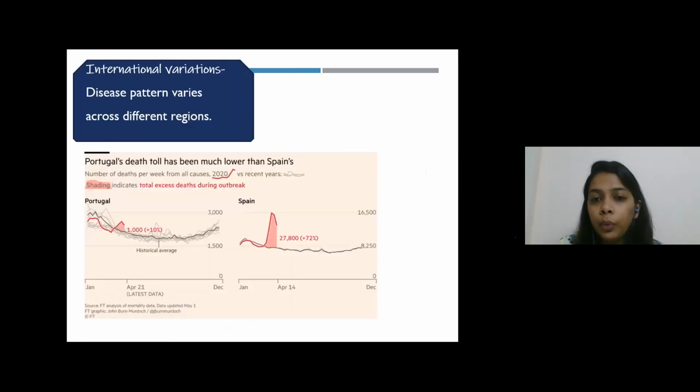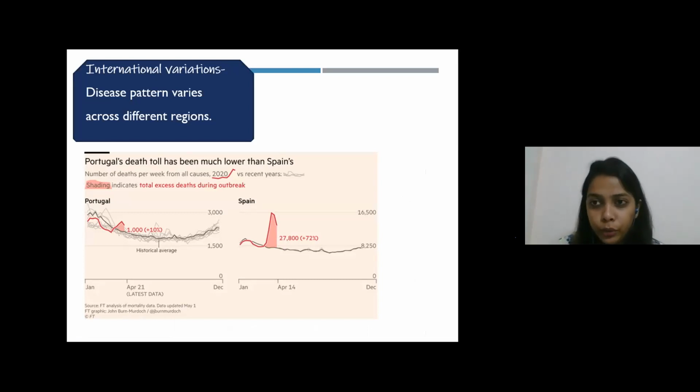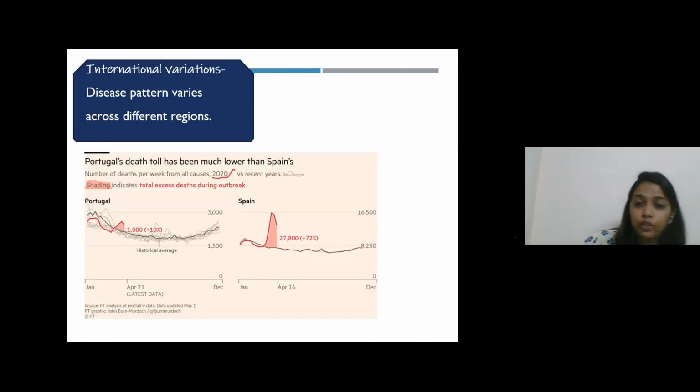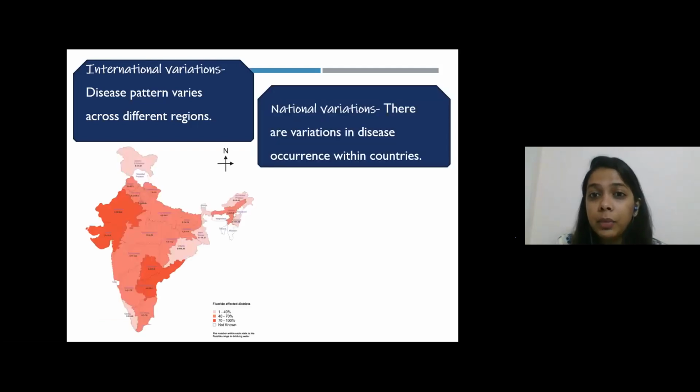Then you have, with regard to place distribution, international variation, where you see different patterns of disease across different countries. Now, this is a graph of the death toll in Portugal versus Spain due to COVID. Portugal and Spain are neighboring countries, but you can see there was quite a bit of difference. The shading here shows the total excess deaths during the outbreak, and even between countries that are next to each other, there was a drastic difference. So there can be international variation, then there can be national variation.